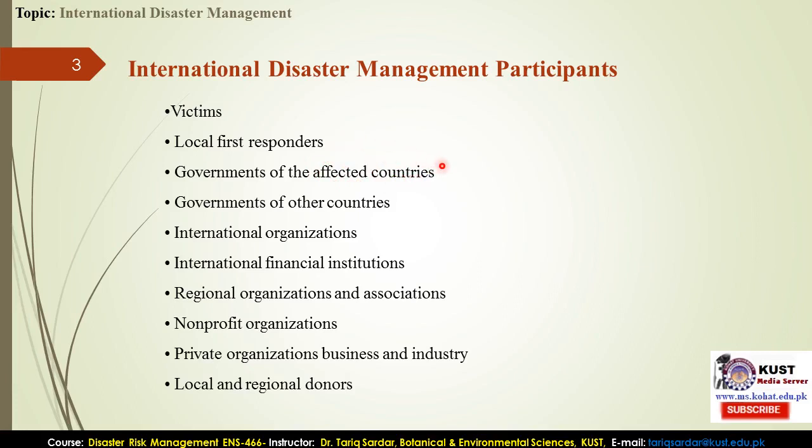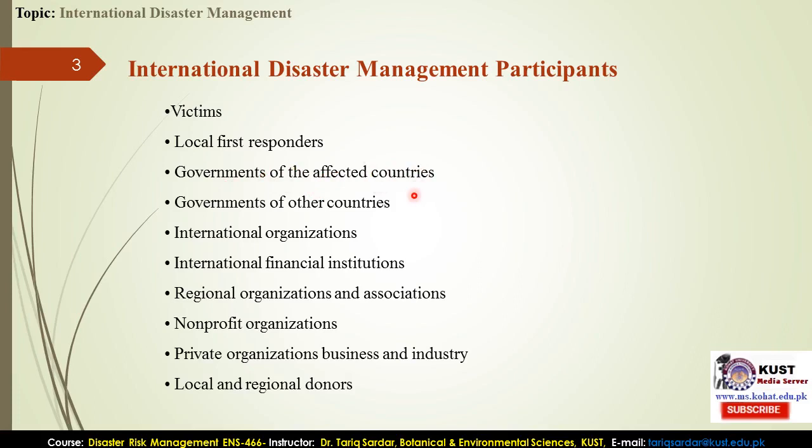If we take the example here, the regional provincial disaster management is PDM, and federal disaster management is NDMA, the National Disaster Management Authority. So they are the governments for the affected countries, or the affected disaster area, which comes under that disaster-prone area, that disaster-affected country. Those are the governments of that country.